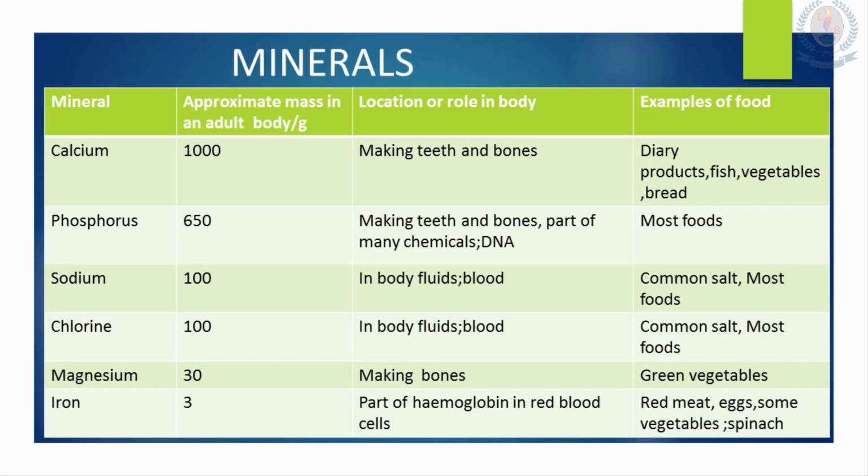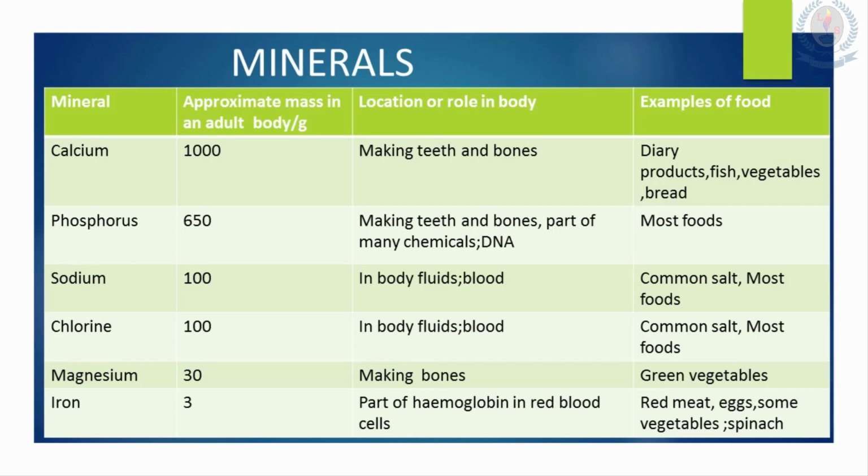And so here you should know that the main minerals in our body are calcium, phosphorus, sodium, chlorine, magnesium and iron. And then we should know what the effects are if we lack these minerals, what deficiency diseases we can have. So the first one is rickets.